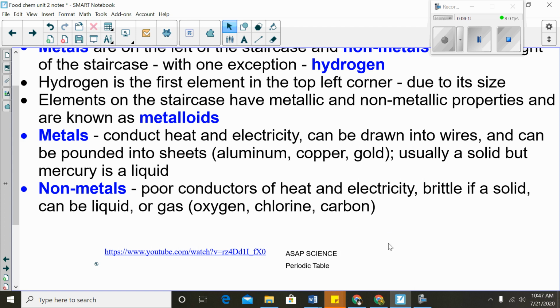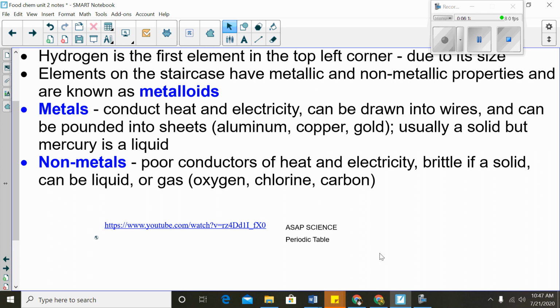Those are non-metals. Now, here's another great video that will be posted along with my dogs in chemistry. These are posted just for your reference if you'd like to watch them. It's not mandatory, but they're great videos. This one is from ASAP Science, and it runs through the entire periodic table. You'll learn how each element is pronounced, and then you'll see a use for each one as well.